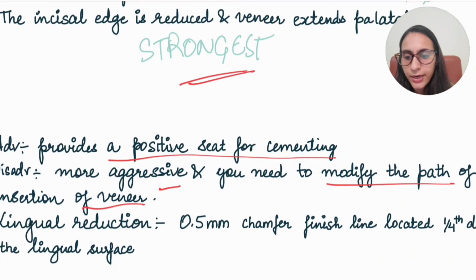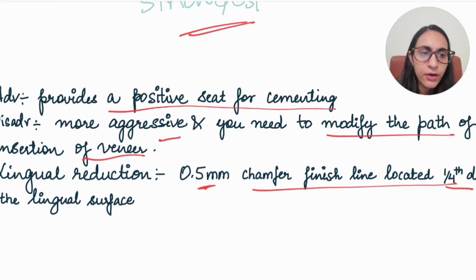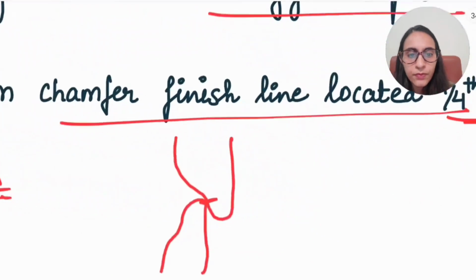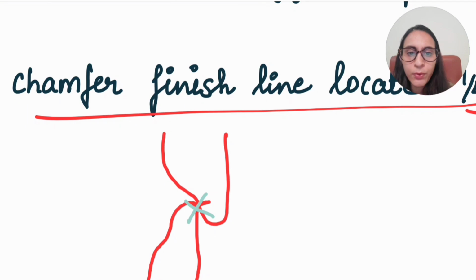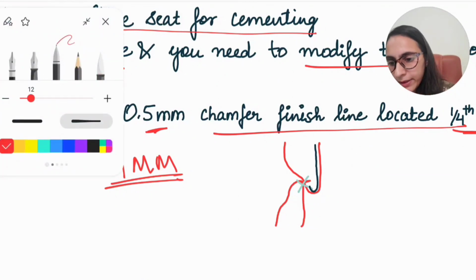Now coming to the lingual reduction that we do. Lingual reduction is a 0.5 millimeter chamfer line that is located 1/4 down the lingual surface. So it is 1 mm away from the centric contact point. If this is the upper anterior and here is the lower anterior, and this is the contact point, then the veneer design is 1 mm away from this contact point. That you need to see when you are doing this incisal overlap reduction.